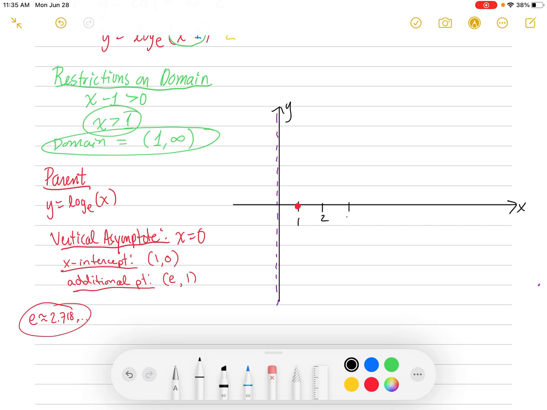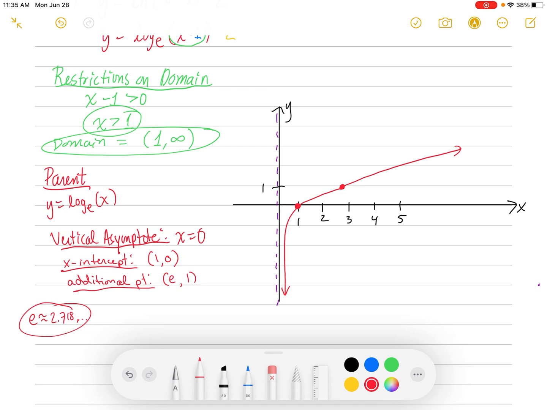At x equals 0, we have an x-intercept at (1, 0). And we have an additional point at (e, 1). Let's find where e is. So e is about 2.7. Let's see, 1, 2, 3, 4, 5. So e would be close to 3, but not quite. So (e, 1), don't forget the y value is 1. That would be about right here. So imagine being close to 3 on the x, but not quite there, and then 1 on the y.